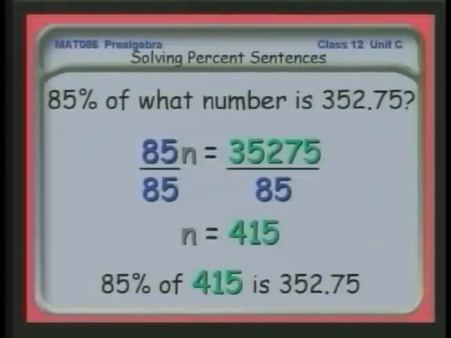And as I said, in this case, we say that 85% of 415 is 352.75. So if we were dealing with an appliance, the original price of the appliance would be $415.